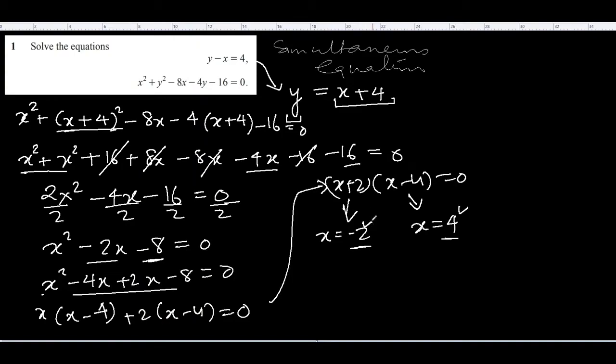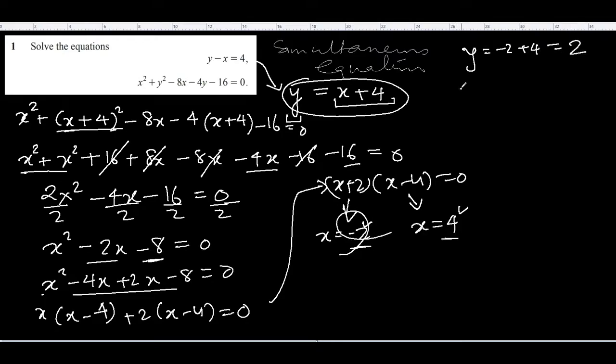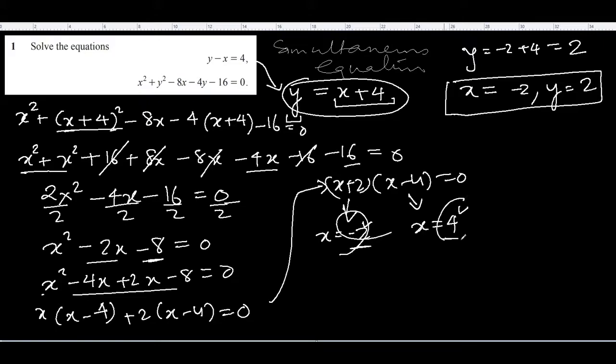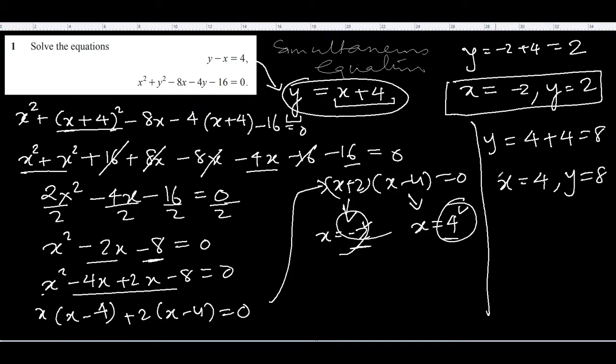Now we need to find the corresponding y values, and I can use this equation to find y. For the first one, I'll put in minus 2. So y equals minus 2 plus 4, which is 2. So the first answer is x equal to minus 2, y equal to positive 2. Second, I will substitute 4. So y equals 4 plus 4, which is 8. The second set of answers is x equal to 4, y equal to 8.